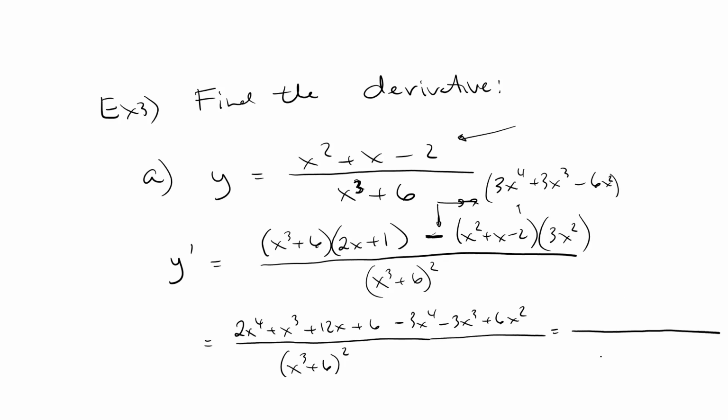So the final answer is, and I'm going to leave it just like that, this is going to be this to the second. And I'm going to have to combine like terms here. So I have a 2x to the fourth minus 3x to the fourth, which makes negative x to the fourth.